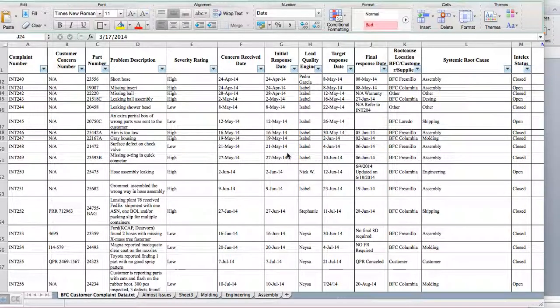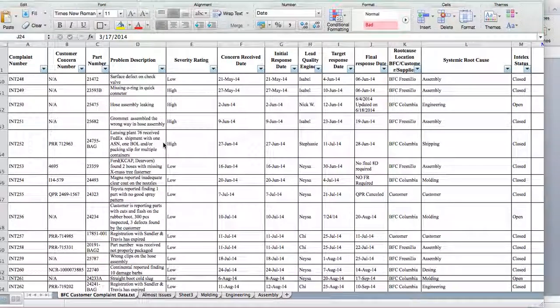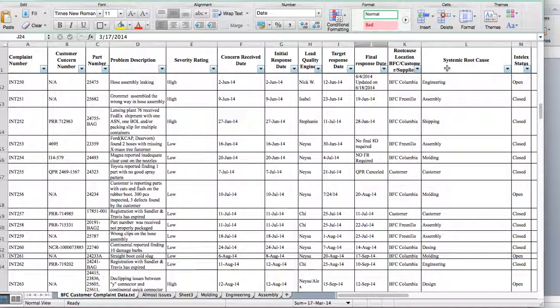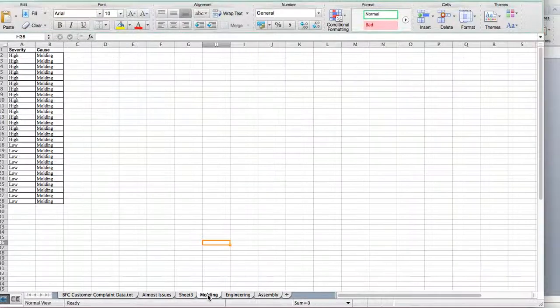So for my data, I was looking at the Bowles Fluidics data and basically trying to see what the customer complaints were and if there was anything we could deduce from the different complaints and the descriptions of them and the severity and when the complaints were. So I first was in Excel and took the severity rating and the systemic root cause, and then divided it into different sheets by the main root causes. There are about 5 or 6, but I picked the top ones with molding.